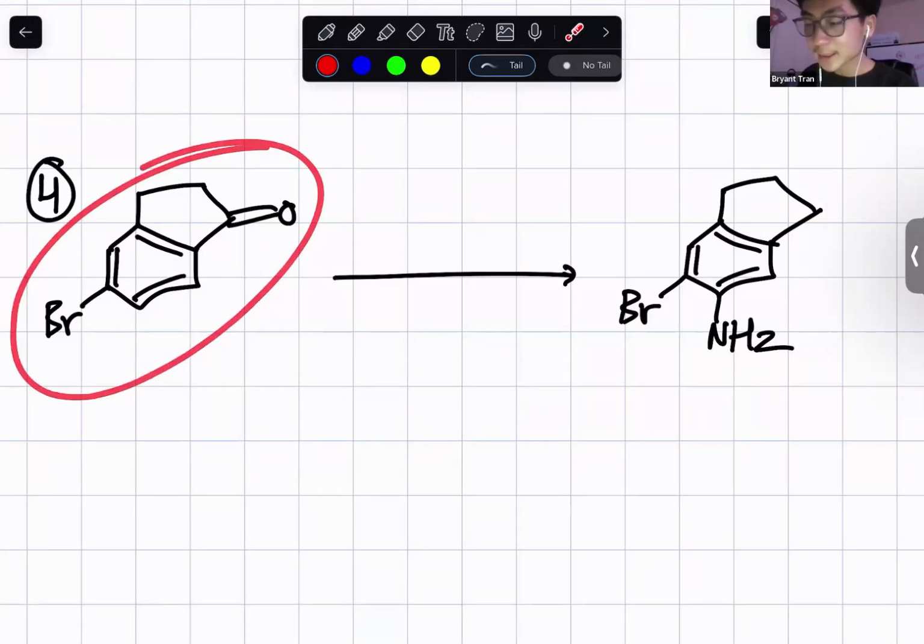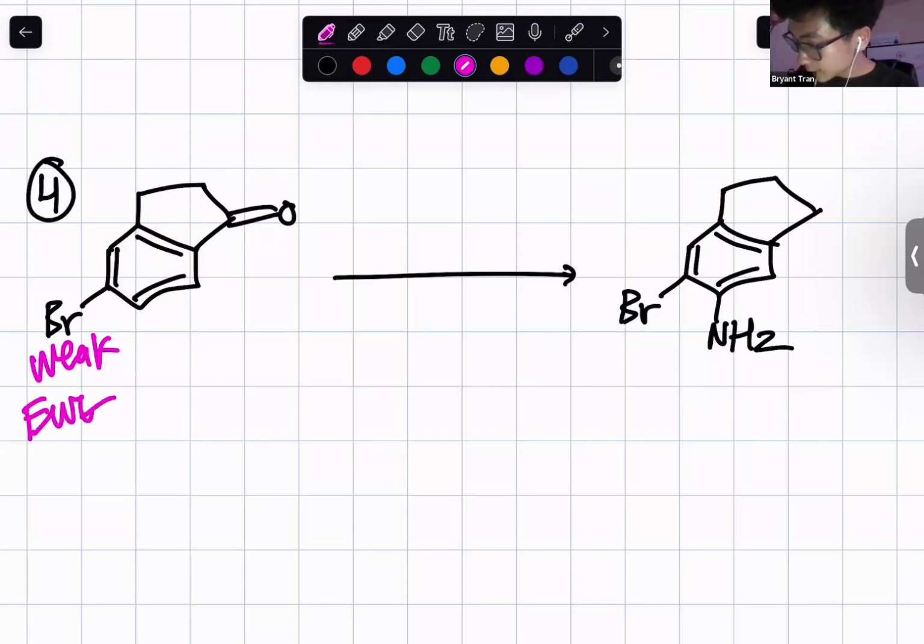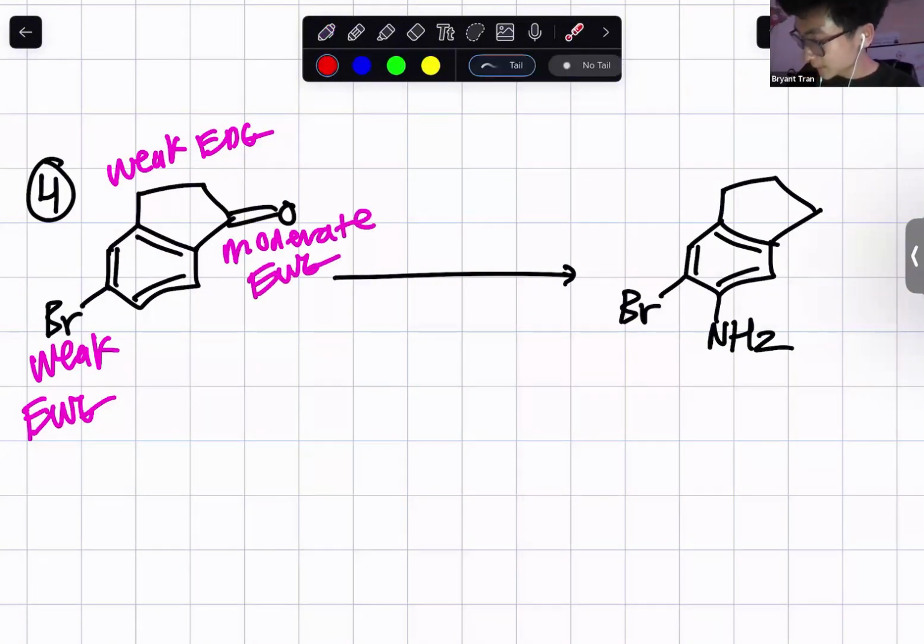Number 4 right here. We have 3 substituents coming off of this benzene ring here. This halogen, this R group, and this carbonyl group here. This halogen is a weak EWG. This is a weak EDG. And this is a moderate EWG. Right, the carbonyl. The R group is a weak EDG. And like we said earlier, if you have multiple substituents, then you want to choose the substituent that has the higher activating power. And which one would that be? What group would that be out of these 3 groups?